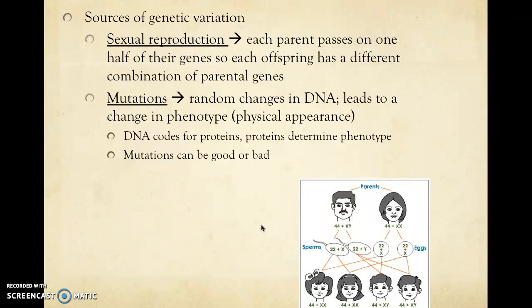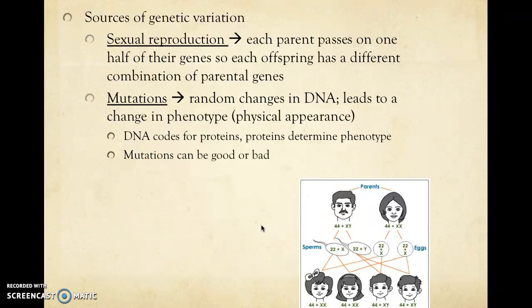The other way we get genetic variation in a population is through mutations, random changes in DNA. So think back to the rock pocket mouse. Remember, the black coloration is a mutation. It's a random appearance. And mutations can lead to changes in phenotype, like with the black mouse. Mutations can be good or bad, or they can be neutral. It just depends on what's happening. Does it increase the fitness or does it decrease the fitness? Or maybe it has no effect.